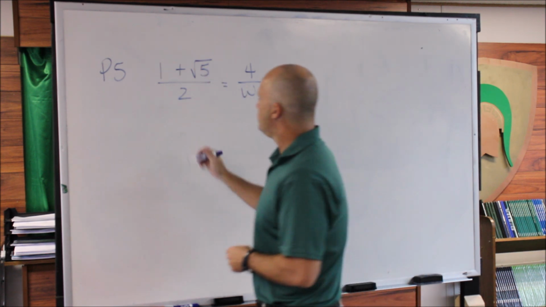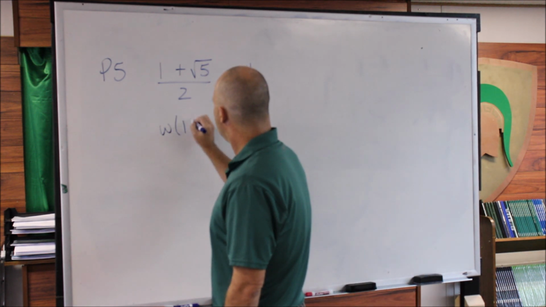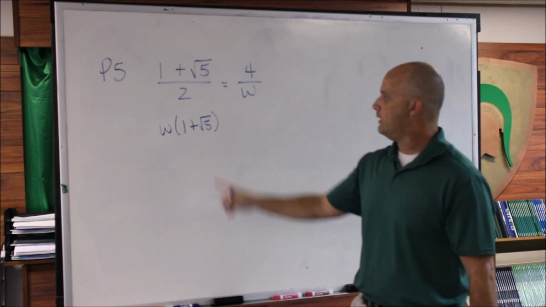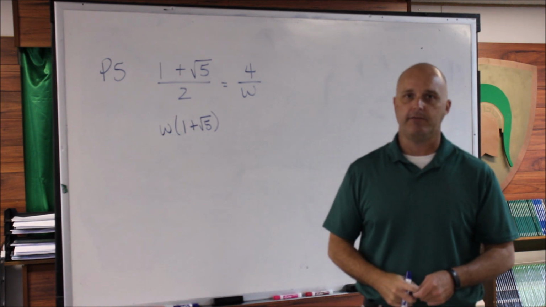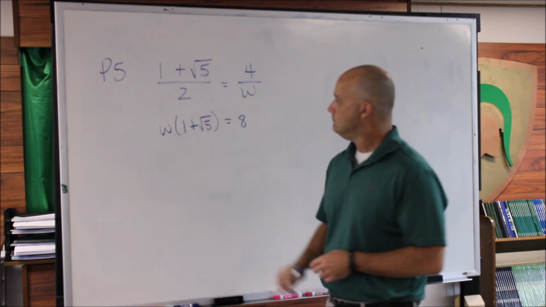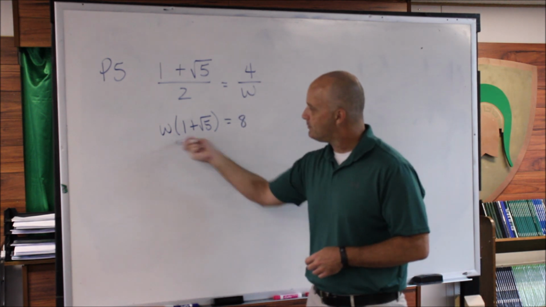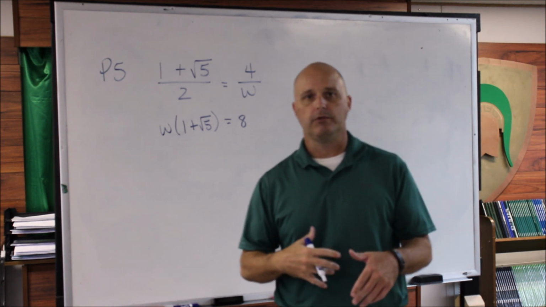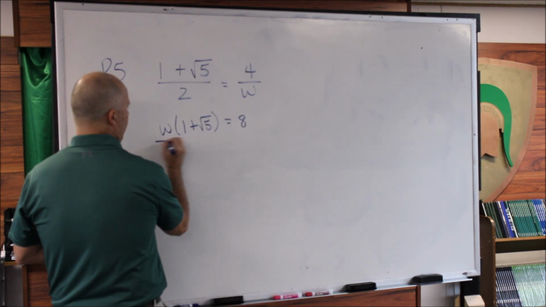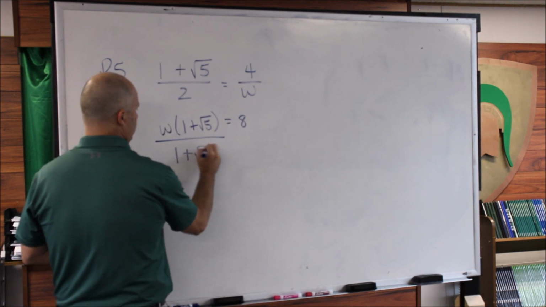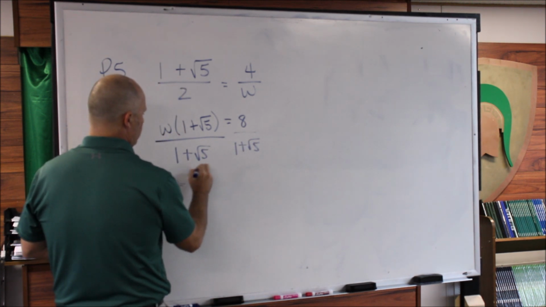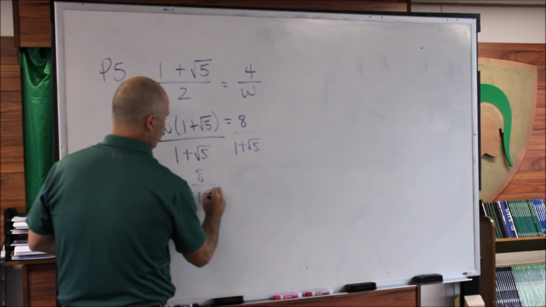So we've got w times 1 plus the square root of 5. Now, since I'm going to be solving for w, I don't want to distribute w through to the 1 and the square root of 5 because I'm just creating more work for myself. 2 times 4 is 8. So now I know that I've got w times this quantity. So again, how do you get rid of multiplication? You do division. So we're going to divide out the 1 plus the square root of 5 from both sides. And that leaves you with w equals 8 over 1 plus the square root of 5.